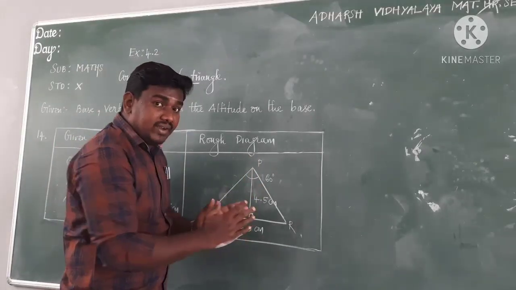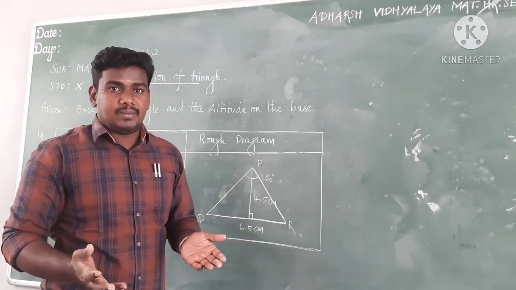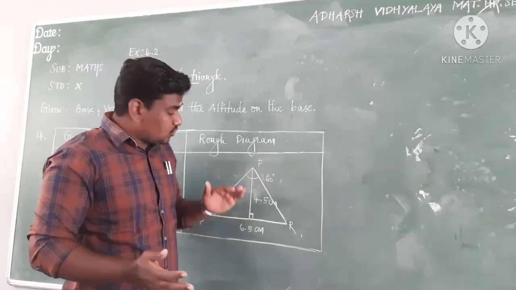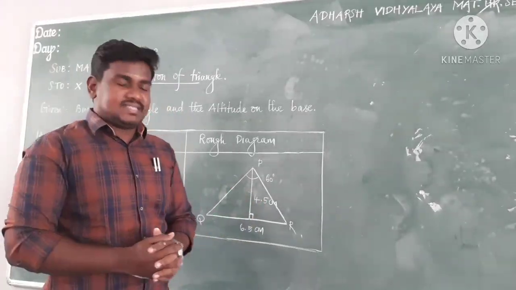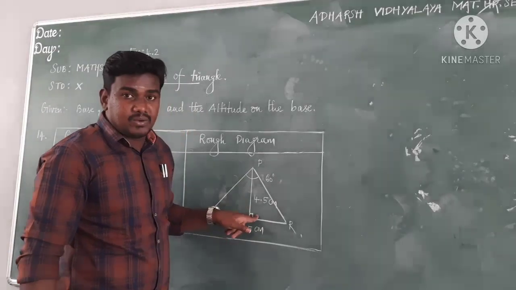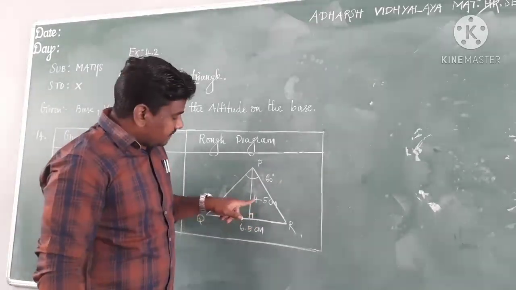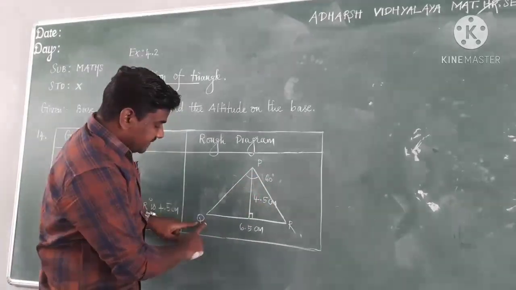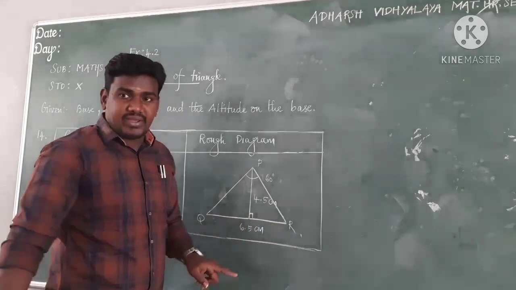But a median is a line segment that divides the opposite side into two equal segments. The altitude need not divide the opposite side, but it should be perpendicular to the opposite side. That's why I have mentioned this 90 degree symbol. It is important. Then 4.5 centimeter, angle P is equal to 60 degree, and the base QR is equal to 6.5 centimeter.